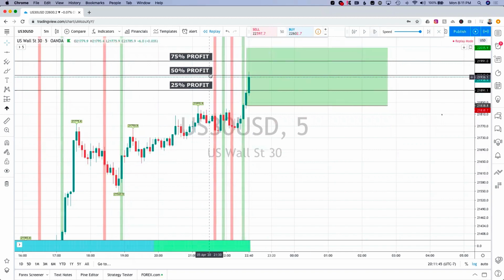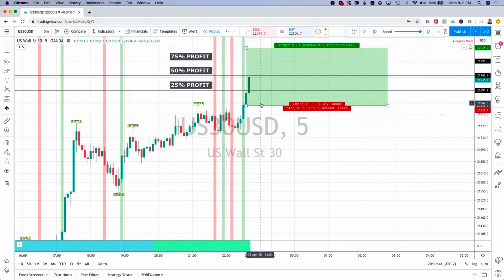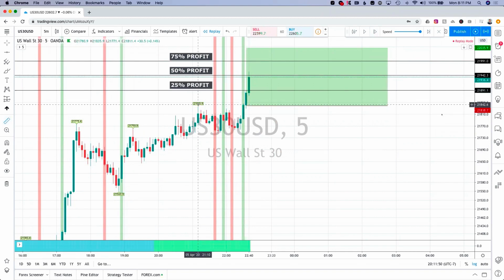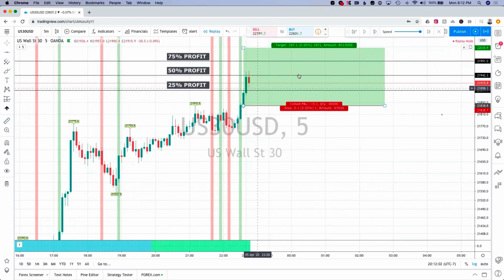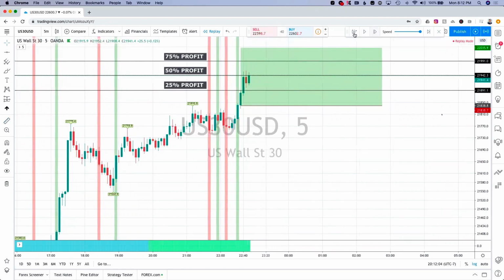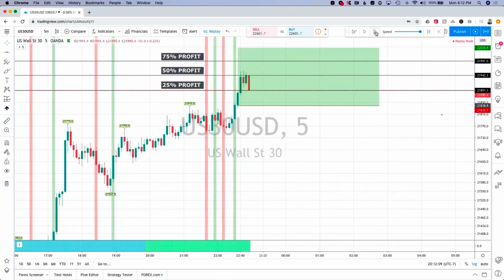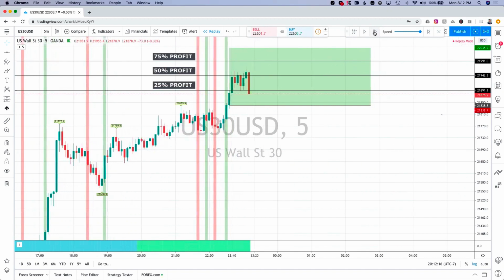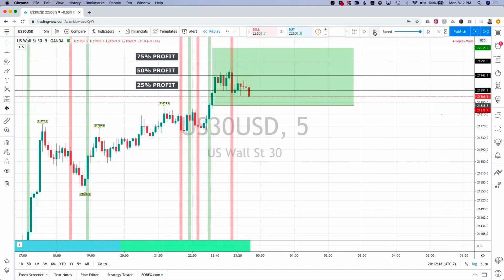Once price reached 50%, you move your stop loss to 25%. So now you guaranteed 520 pips. So if you're trading $1 per pip, you guaranteed $500 in profit already. So right here, you leave your stop loss right there. And the only time you'd move your stop loss up is once the price reaches 75%. Right there, it pulled back. It probably would have stopped you out. So you would have stopped out with 500 pips. Not bad.